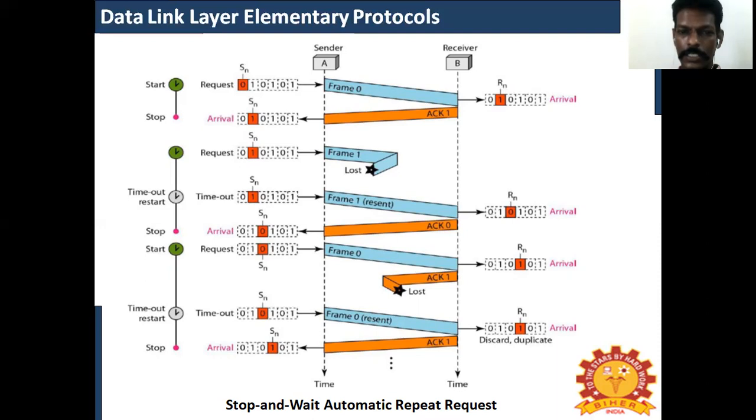The first loss in this data transmission is that frame 1 has been lost. And then finally, the acknowledgement ACK1 has been lost. So if there is a loss of a frame or a loss of an acknowledgement, we again retransmit the frame.